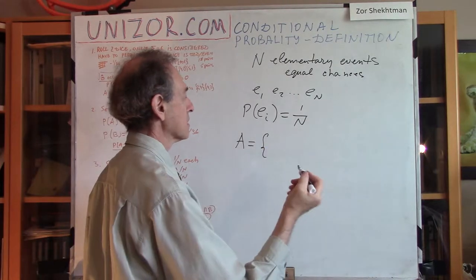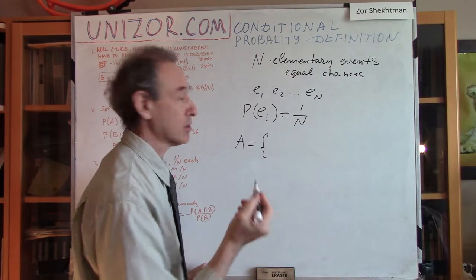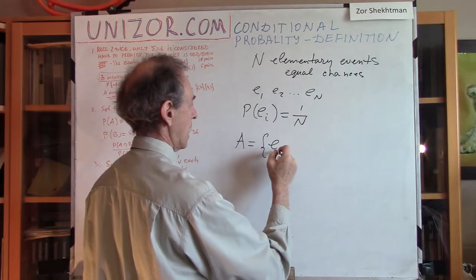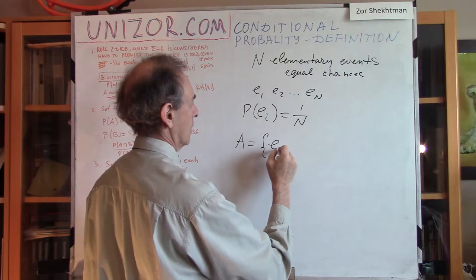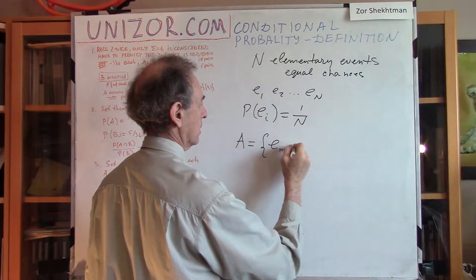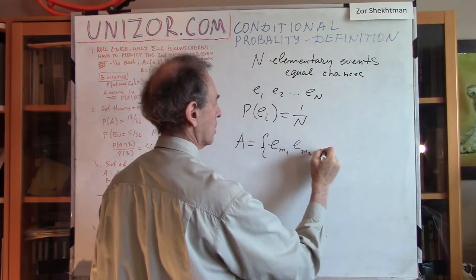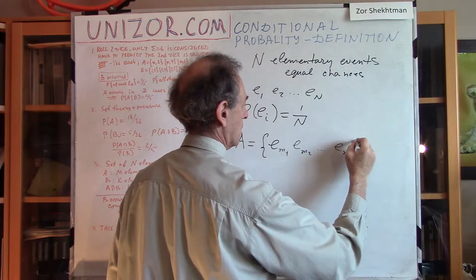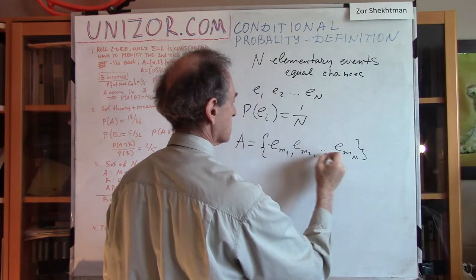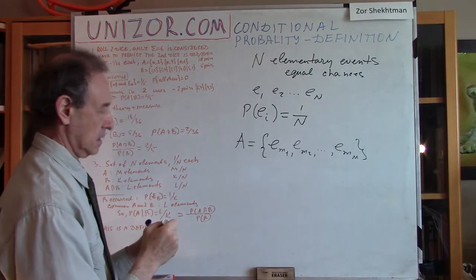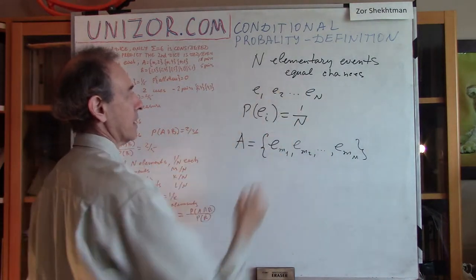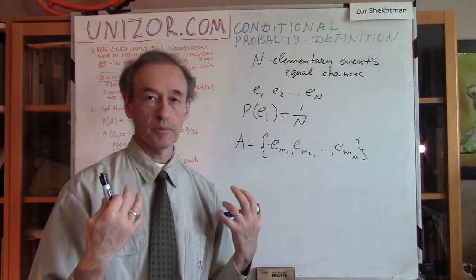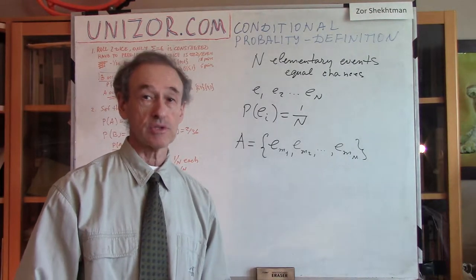So let's consider that it has m elementary events, and their numbers are, let's say, m1, m2, ..., capital M. This is my subset of elementary events, which constitute a certain random event I'm interested in.